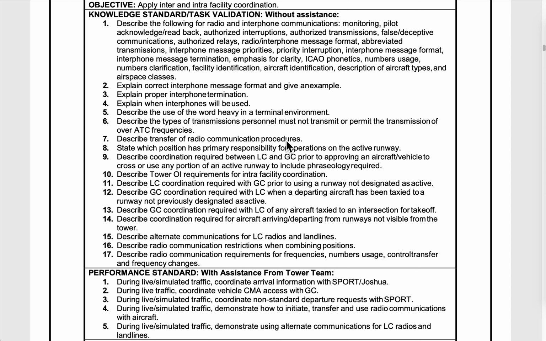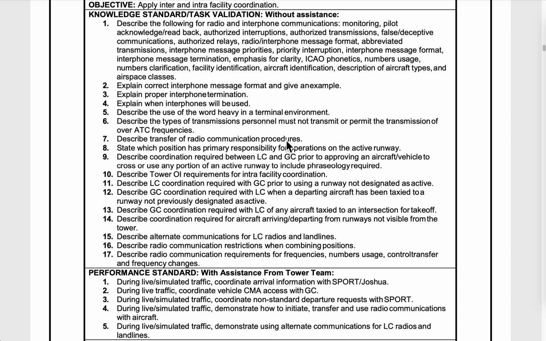State which position has the primary responsibility for operations on the active runway. That's local control. That runway is your runway. It's not the flight data, the watch supervisor, or ground control's. That's your runway. You have to make sure that you're always in control of that aircraft or that runway.